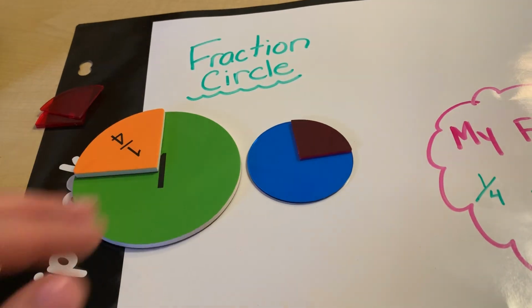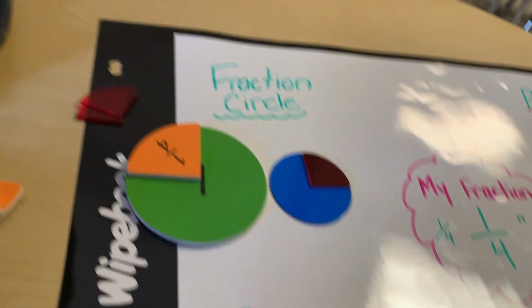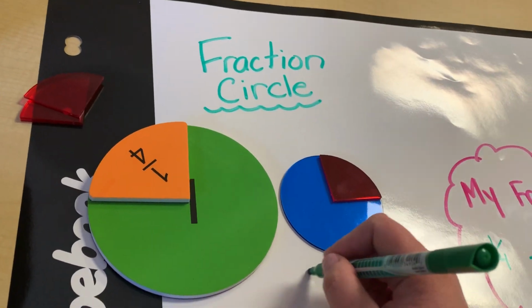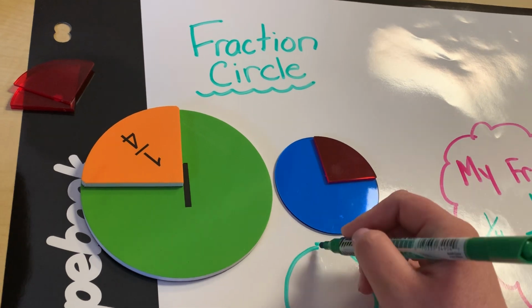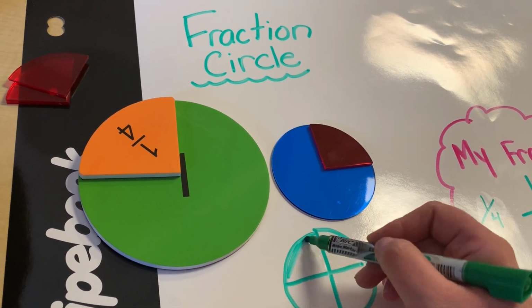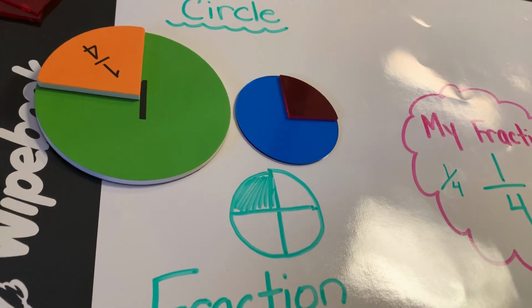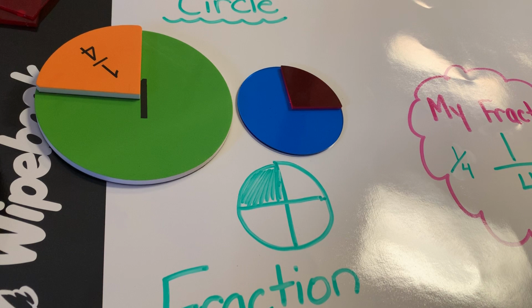Now you could draw this, because I know you don't have fraction circles at home, but you could simply draw this. So you could draw your circle, you could split it into 4 pieces, and then you could color or shade in a 1/4, okay?